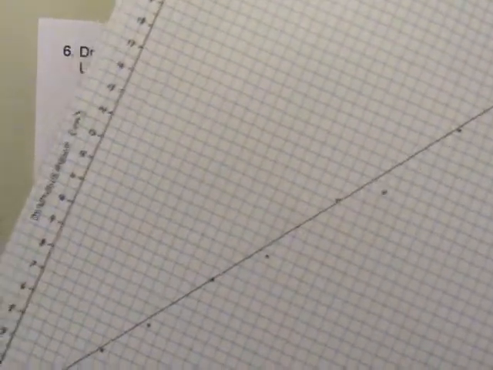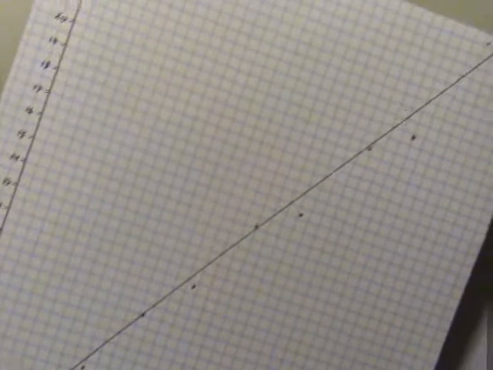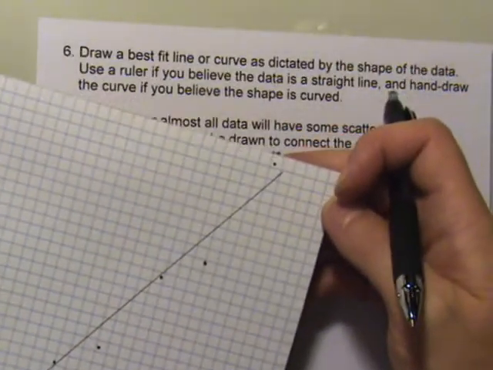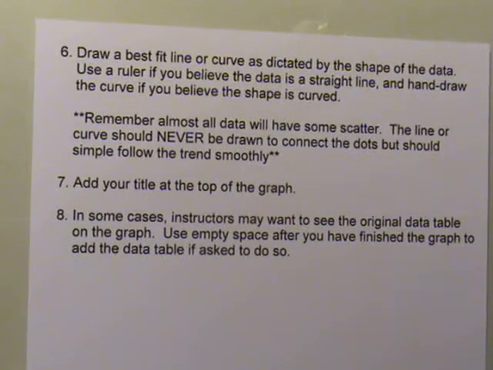But you can see that if I start from the beginning of the line, the data kind of scatters back and forth across the line. But I don't connect the data points individually. Okay, so at this point we've nearly completed the graph. We have just about everything that we need to do.